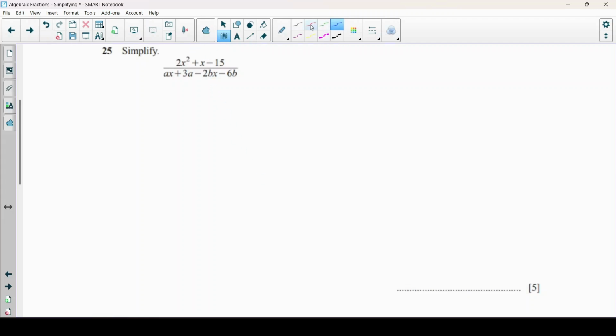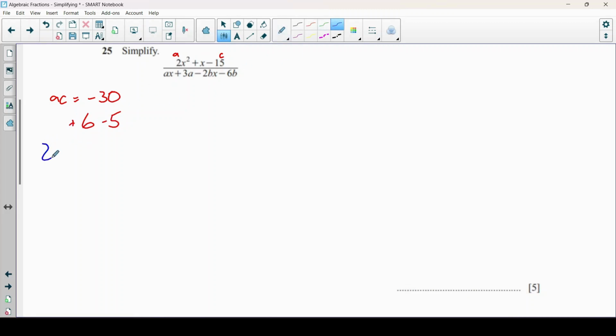This one looks like a bit more of a complicated one. Let's work with the top first, and we're going to do a times c. So 2 times minus 15 is minus 30, and then we're looking for two numbers that multiply to give minus 30 and add to give 1. The coefficient of x there is a 1. Those two numbers, well, it's something to do with 6 and 5, because the difference between them is 1. To make positive 1, it needs to be plus 6 and minus 5.